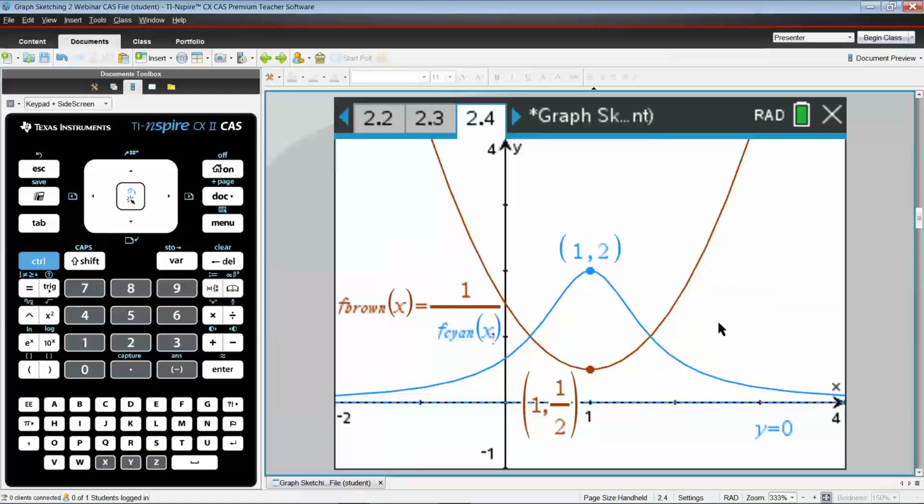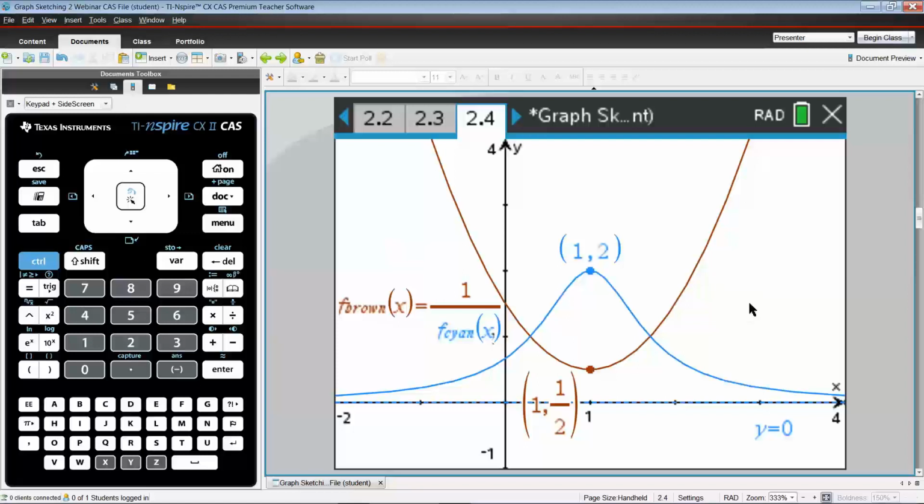So what's different about this graph compared to the other two ones is the distinct lack of vertical asymptotes. We only have a single asymptote here, which is y equals 0. We don't have any vertical asymptotes. And there's a very good reason for that. And that reason is that neither of these graphs have an x-intercept.